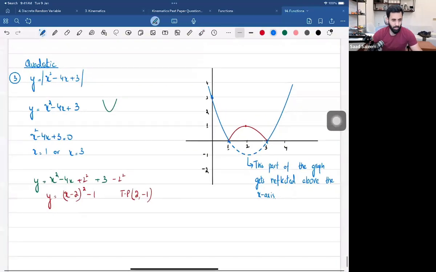All right, all good? Now we have time, let's do some past paper questions. If it's minus x squared, then the x-intercepts become vertices. Yes, that's correct.